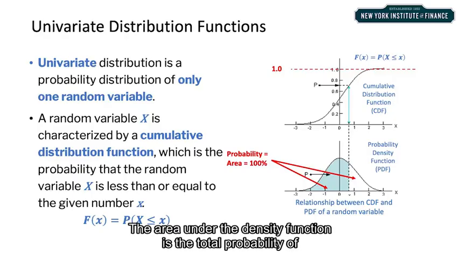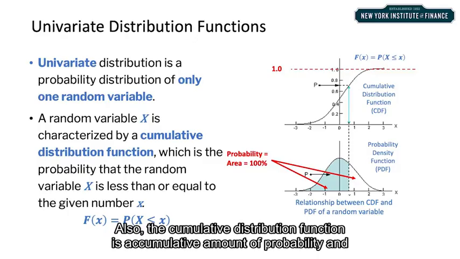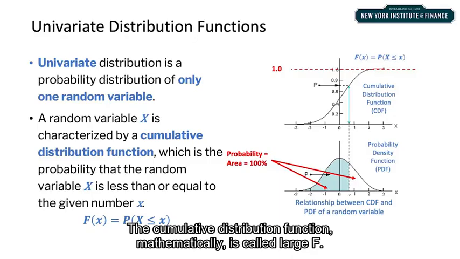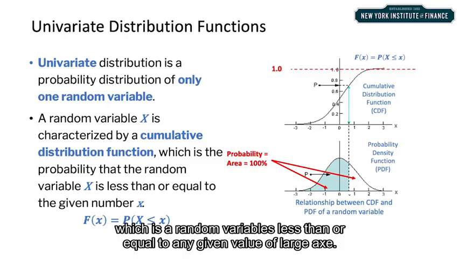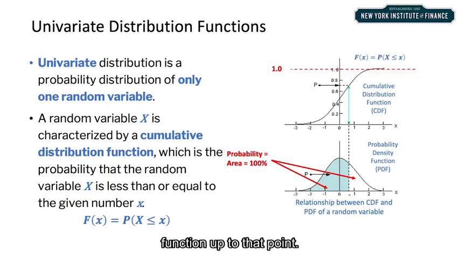The area under the density function is the total probability of all possible outcomes. So that has to be 100% or equal to 1. Also, the cumulative distribution function is the cumulative amount of probability and also has to max out at 1. And that's what we see here in the graph in the upper right. The cumulative distribution function mathematically is called large F of x and is equal to the probability that small x, which is a random variable, is less than or equal to any given value of large X. The cumulative distribution function is equal to the area under the density function up to that point.